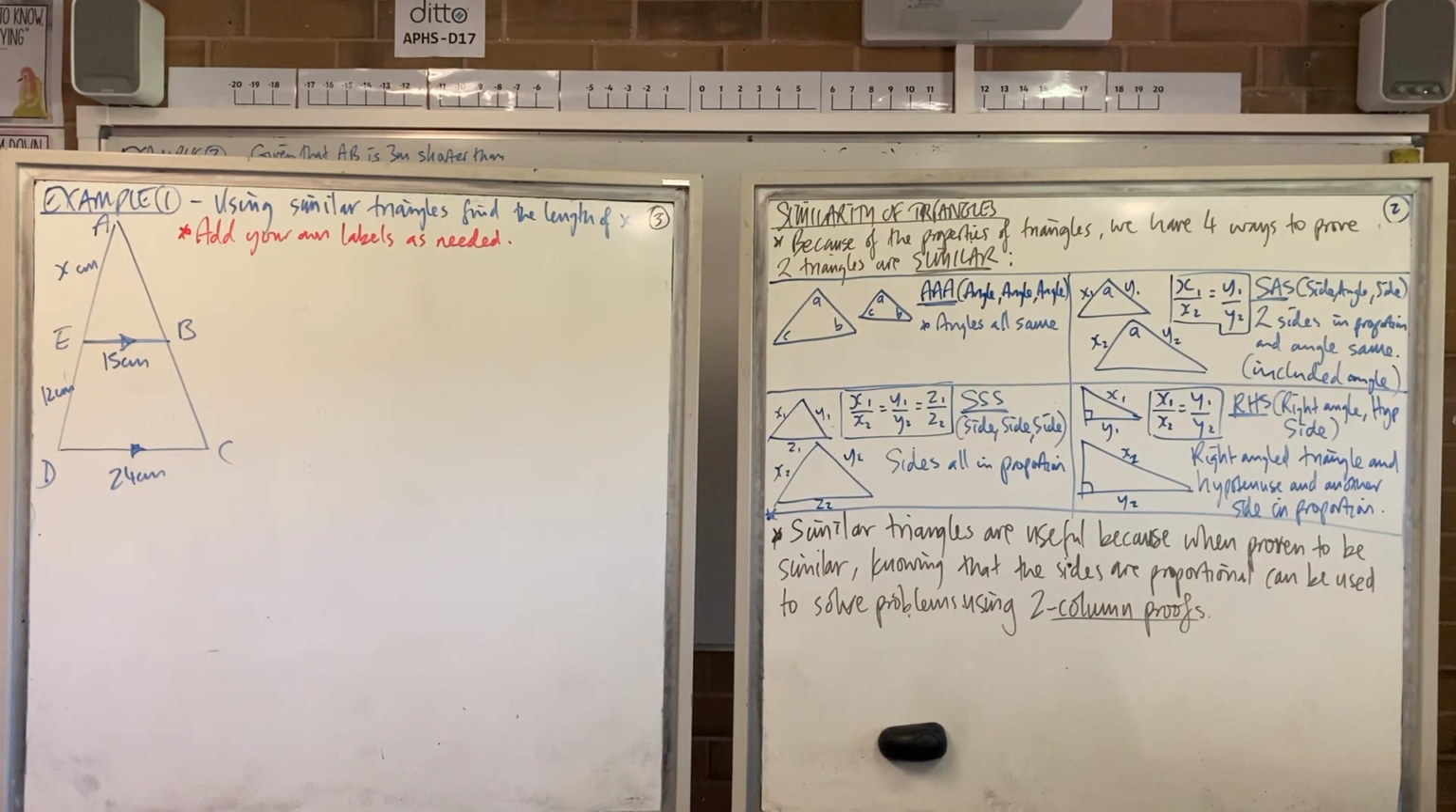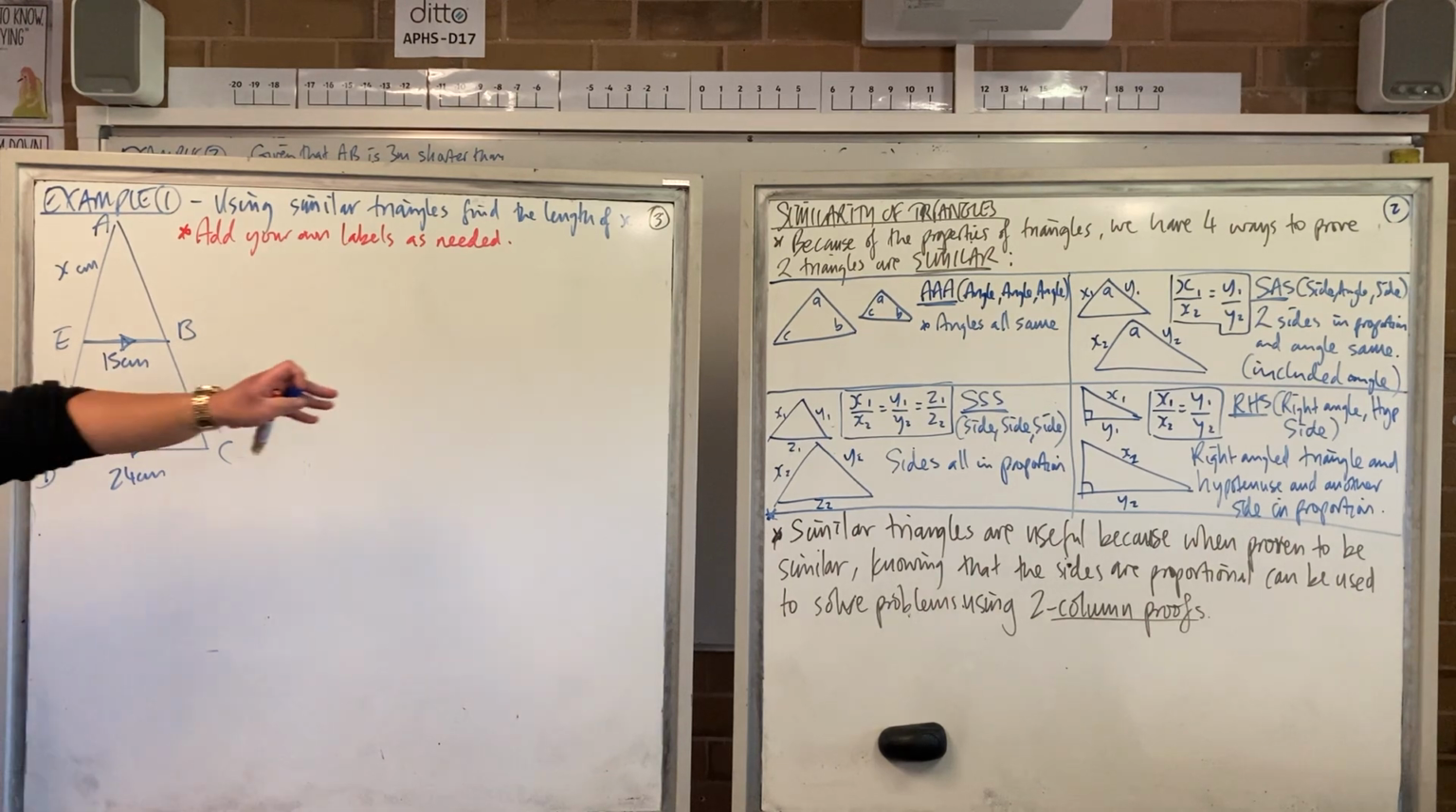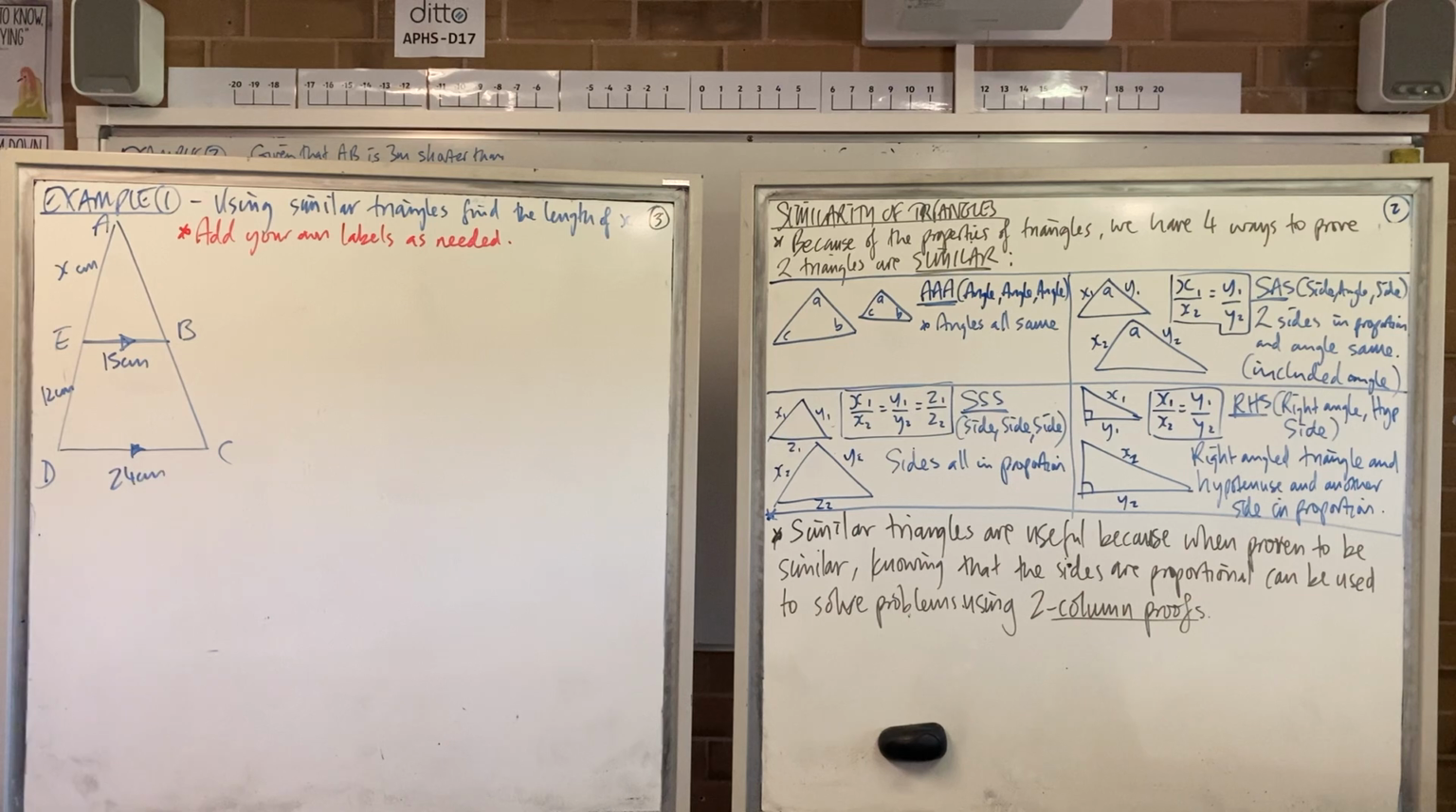Using similar triangles, find the length of x. What ways do I have here to prove that two triangles are similar? I've got angle, angle, angle; side, angle, side; side, side, side; and right angle, hypotenuse, side. Are any of these right angle triangles? No. So cross that off. I'm not going to use that one.